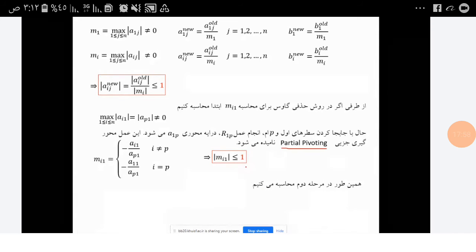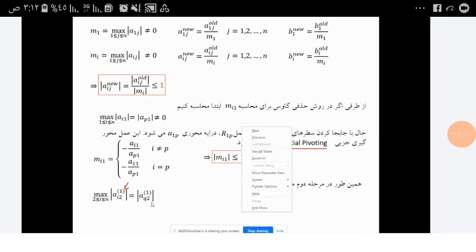And for the second step, we have all entries in the first step. We find the maximum of Ai2 in step 1 for i between 2 and n. That means we find the maximum in the second column, and we change that if it happened in row Q. We change that row to the second row.